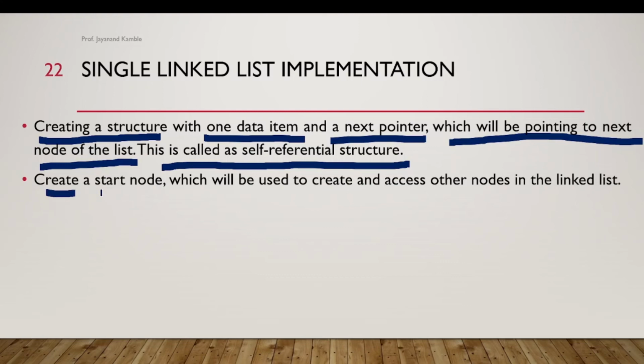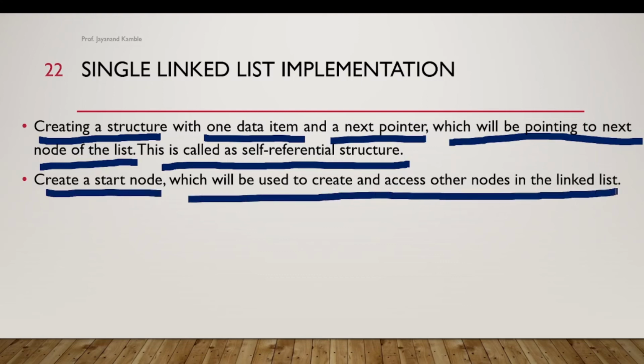Then we will create a start node which will be used to create and access other nodes in the linked list. So initially we will begin with creating a start node. Then we will initialize the start pointer to be null. Start pointer to be null means if the start pointer is null initially, that means my linked list is empty.